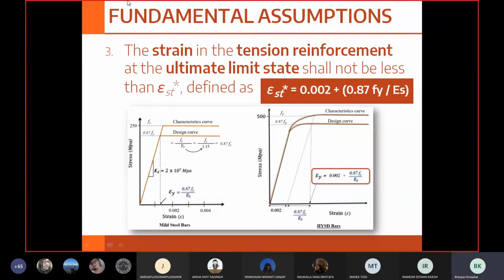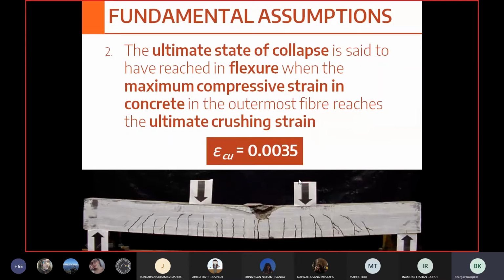So what about steel? There's another assumption that we consider while designing the member. The strain in the tension reinforcement at the ultimate limit state shall not be less than epsilon st star, defined as 0.002 plus 0.87 fy upon Es. We've looked at this particular term some time back when we defined the yield strength for HYSD bars, or high strength bars.